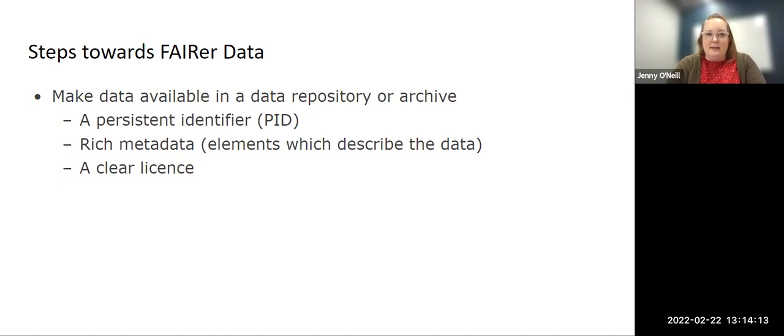So by making the data available in the archive repository, and considering a persistent identifier, which the archive will provide, and providing as much metadata and documentation as you can and a clear license, you're well on your way to making your data fair. So these are the questions that you want to be thinking about answering within your funding application.